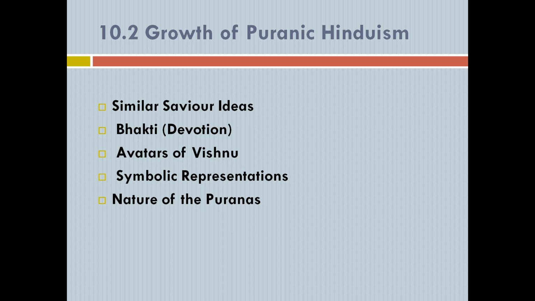Now let's move on to the next topic, 10.2, Growth of Puranic Hinduism. Similar savior ideas. Hindu traditions also developed ideas of divine protection and salvation. Two major traditions existed. Even today they exist. One is Vaishnavism, another one is Shaivism. Vaishnavism means worship of Vishnu, and Shaivism we call worship of Shiva. Now, Bhakti. What is Bhakti? Devotion. That is, emphasis on Bhakti, loving devotion to a chosen God.